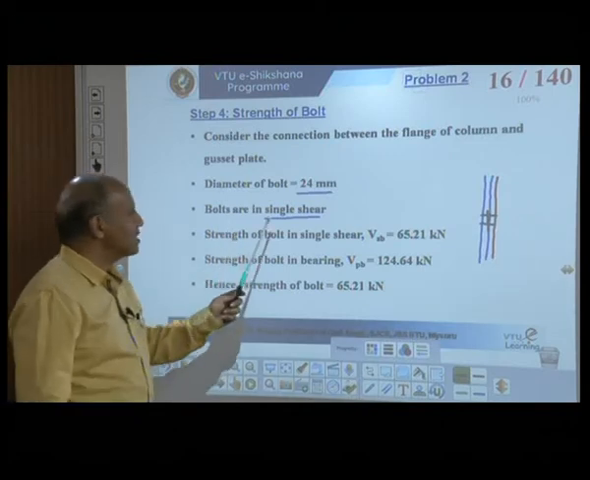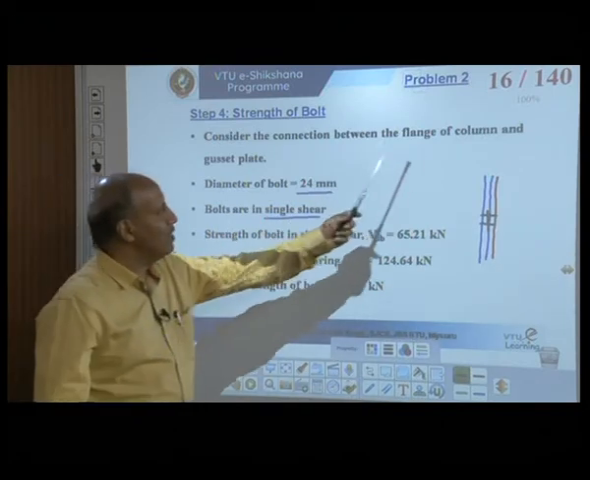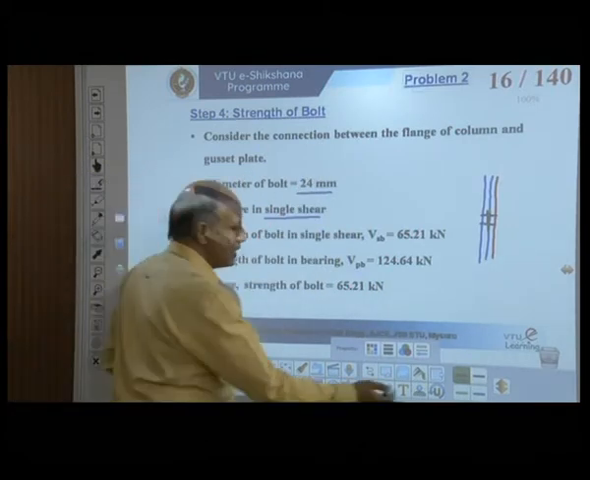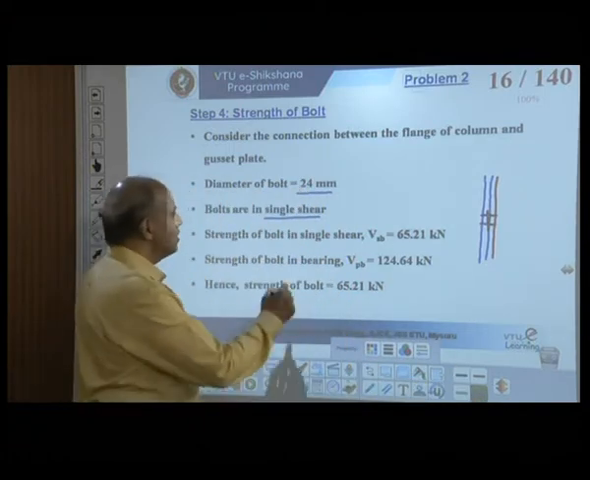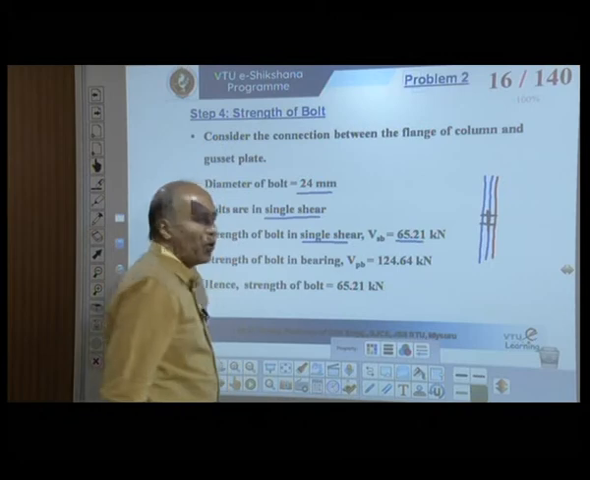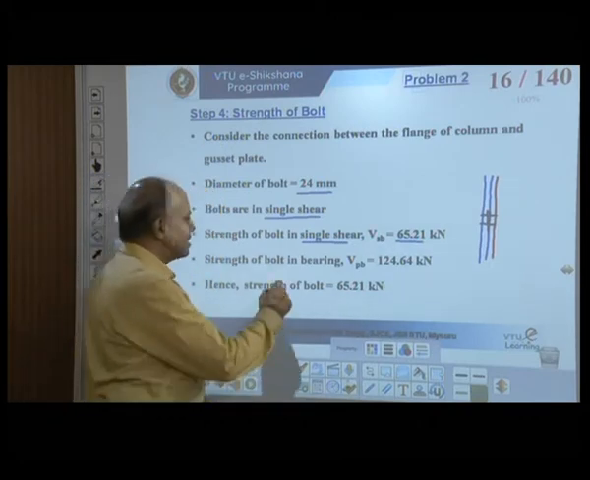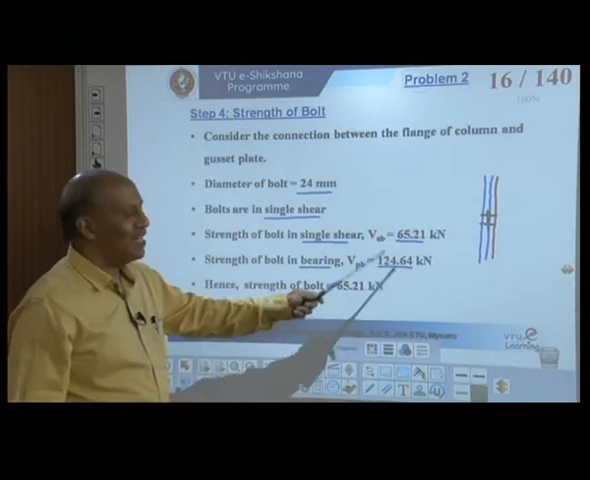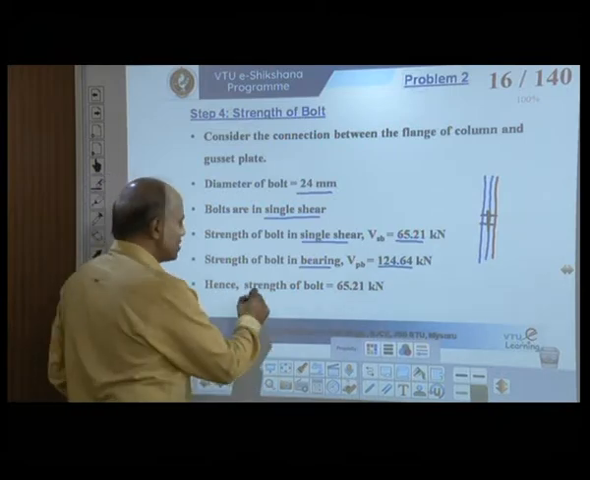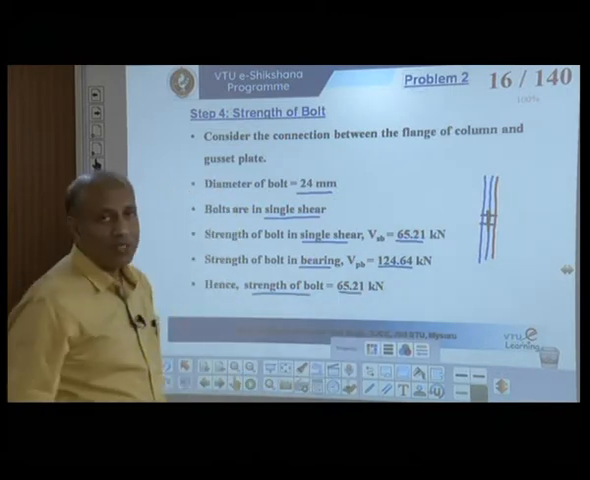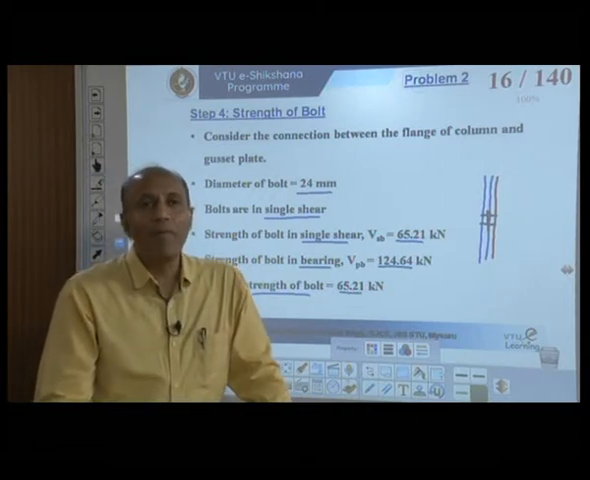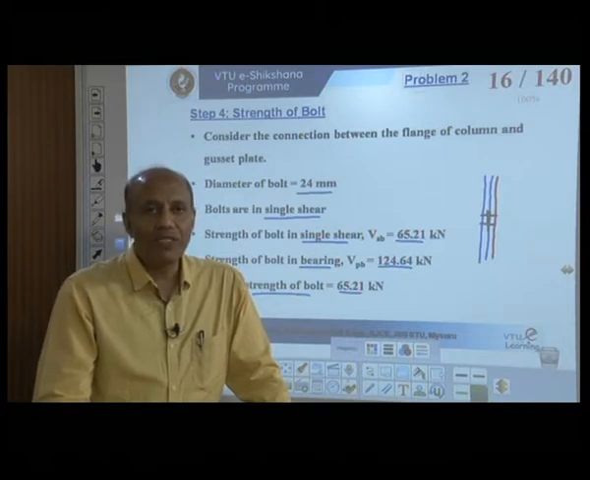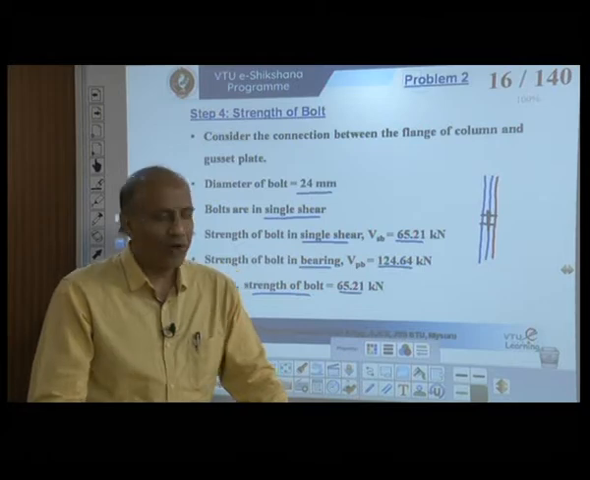So, in this case, the bolts are in single shear, in the connection between the column flange and the gusset plate. If you compute the capacity of this bolt in single shear, it happens to be 65.21 kilonewtons, and the strength of the bolt in bearing will be 124.64 kilonewtons. We need to take the least of the two. The least of the two is called the strength of the bolt, or the bolt value. Each bolt can take a load of 65.21 kilonewtons.